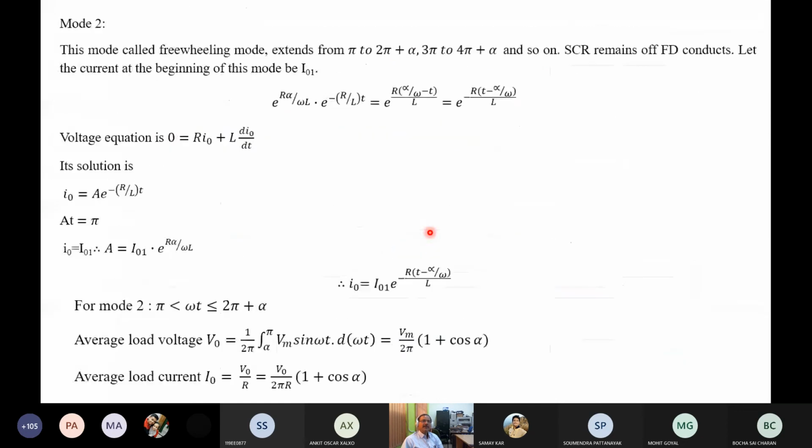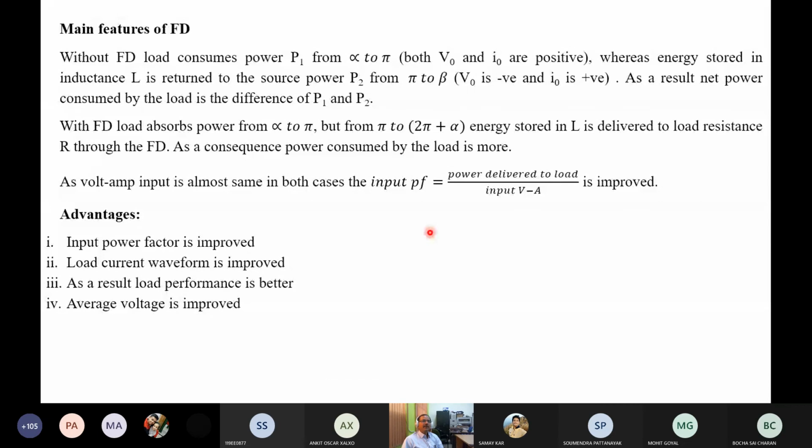So finally it is summarized. Input power factor is improved, load current waveform is improved. As a result, load performance is better, average voltage is improved. Okay. Main feature of FD. You can write down these things.